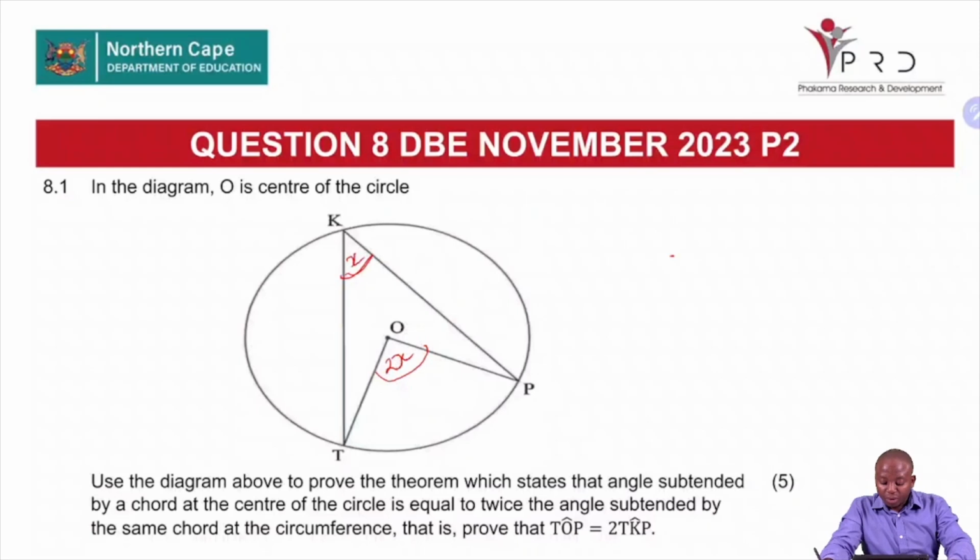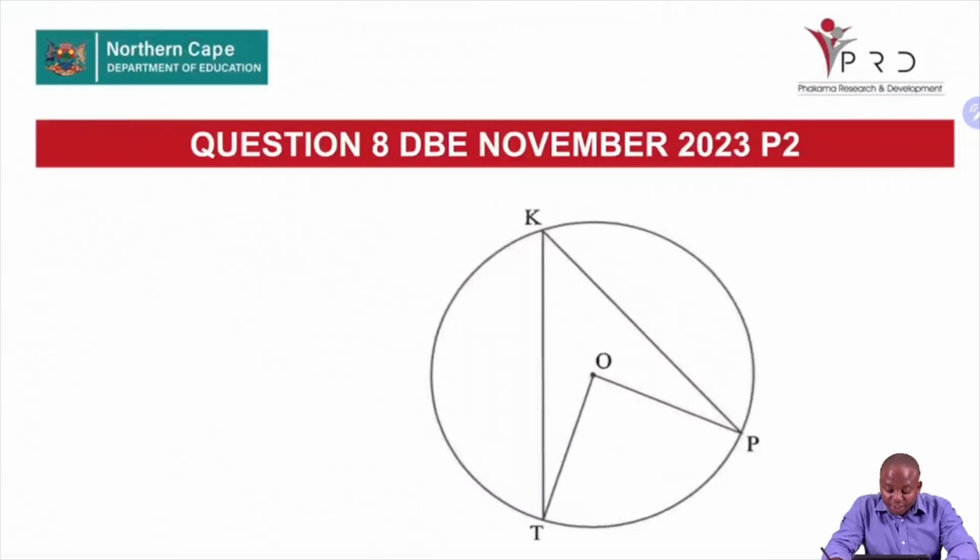So what is happening in this case? 2x here, then this is x, then that is 2x. So the angle at the center is twice the angle at the circumference. Now, what are we supposed to do? Given this diagram, the first thing we need to do, for us to prove this theorem, is the following.